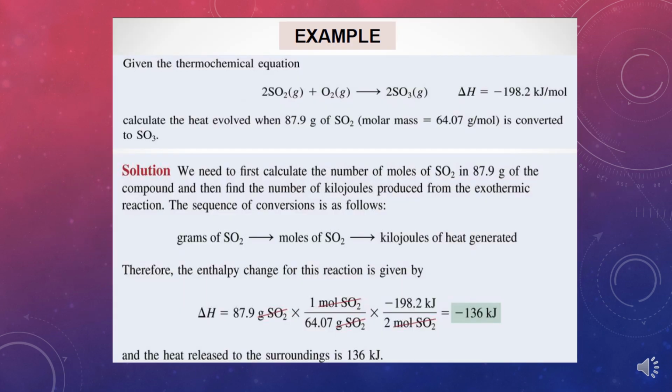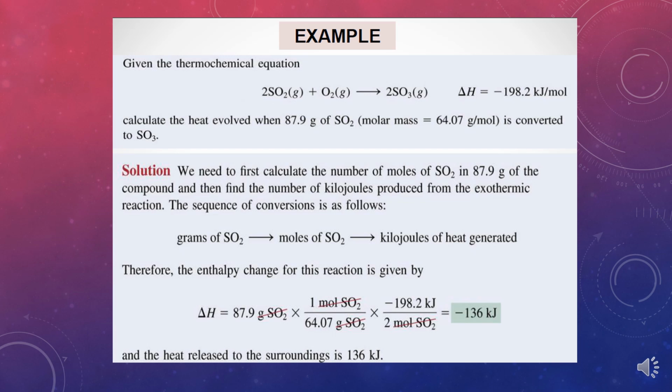In this example, we need to use the thermochemical equation given to relate the mass of reactants and product to the amount of enthalpy released or absorbed by the system. From the equation, 2 mole of sulfur dioxide reacts with 1 mole oxygen to produce 2 mole sulfur trioxide. The enthalpy change value given is negative 198.2 kJ per mole.